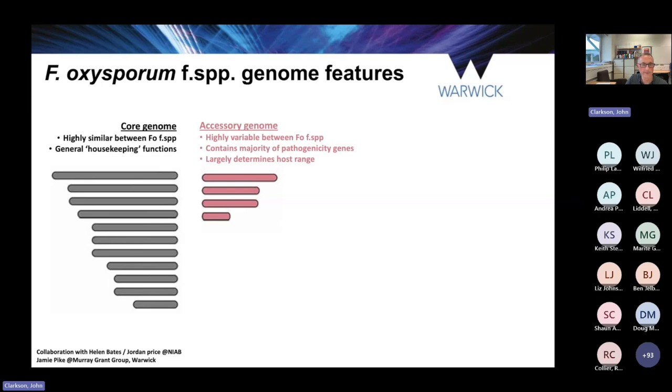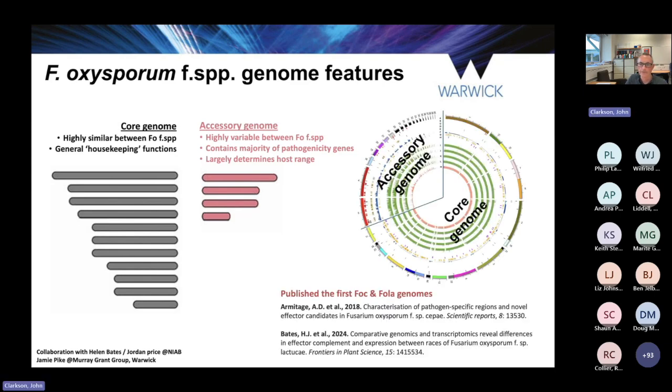It's quite difficult actually to assemble these parts of the genome. So we've done that. We were first to publish both the genomes for Fusarium oxysporum CP and also, more recently, for FOLA, Fusarium oxysporum lactucae. So if you're excited about that, you can go off and read those publications.